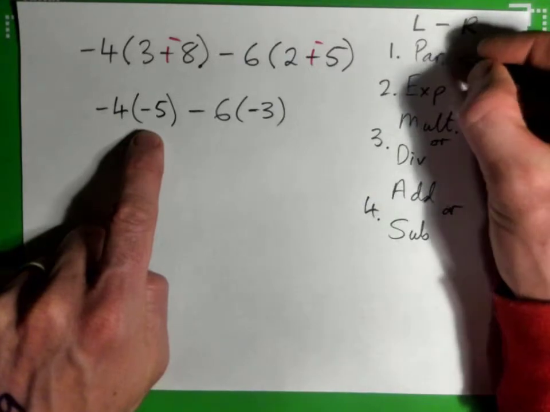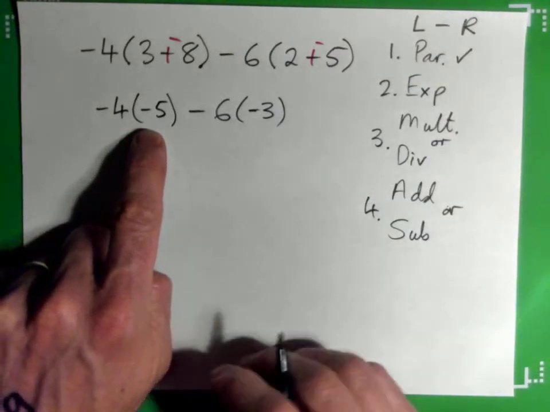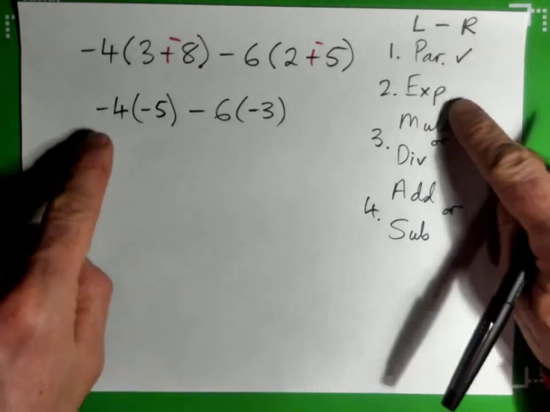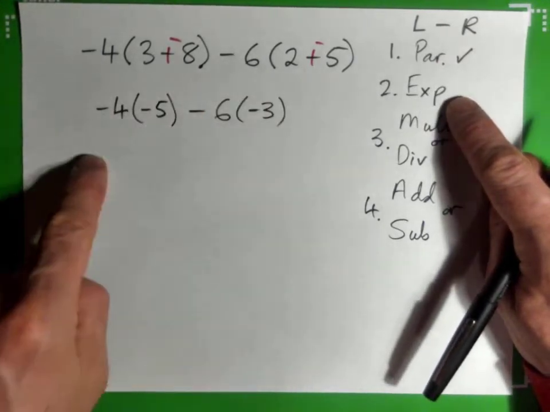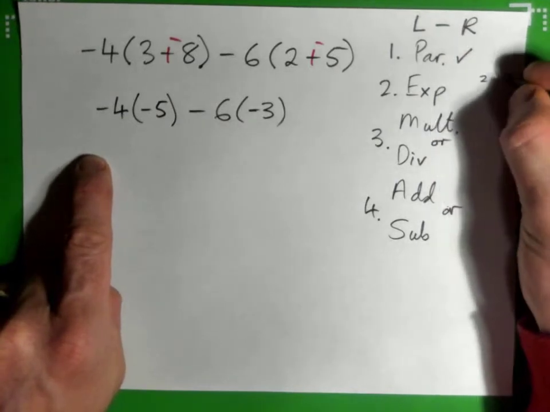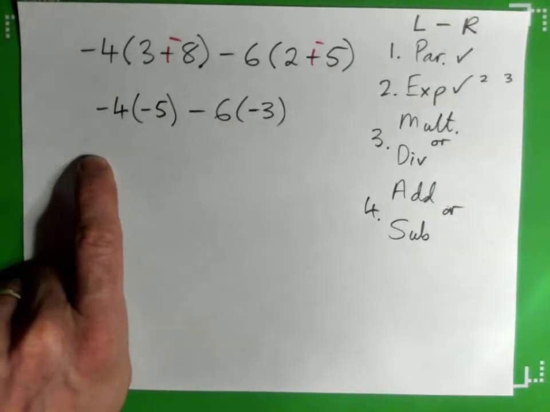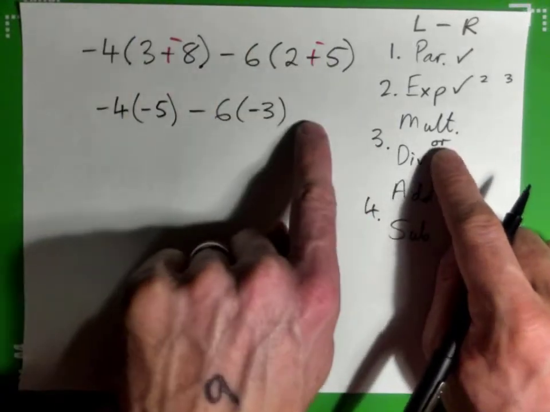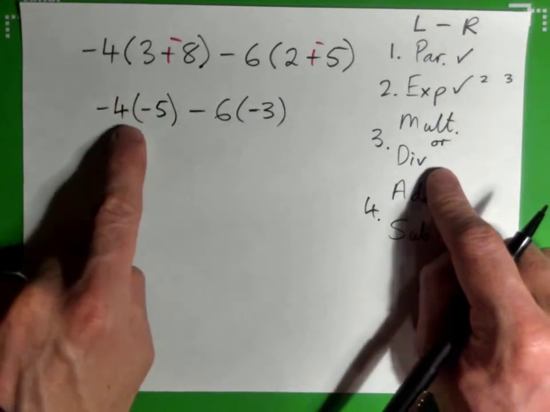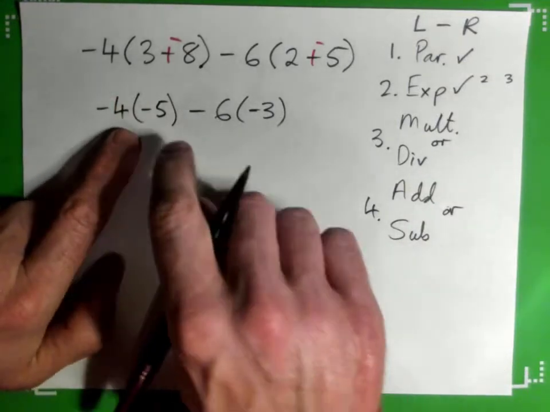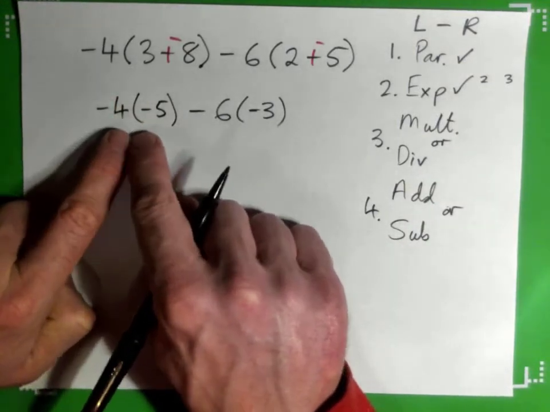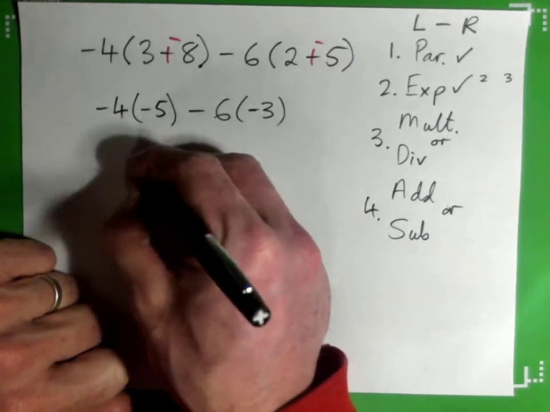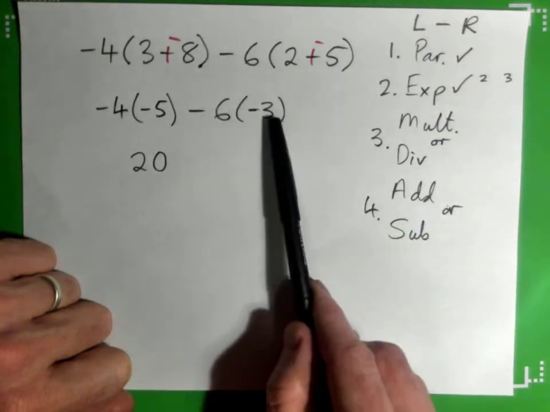So that means our parentheses are done, right? Thinking about the order of operations, do we have any exponents to take care of? That's the little squares and the cubes. No exponents, so that's fine. Now, have we got multiplication or division to do? Yeah. Negative 4 times negative 5, which makes? Positive 20. And then we have minus 6 times negative 3.